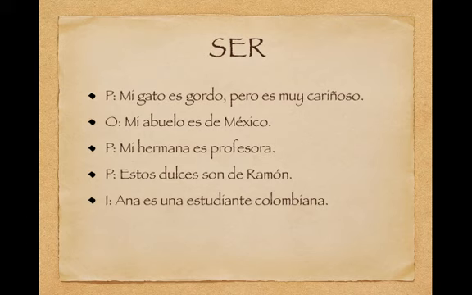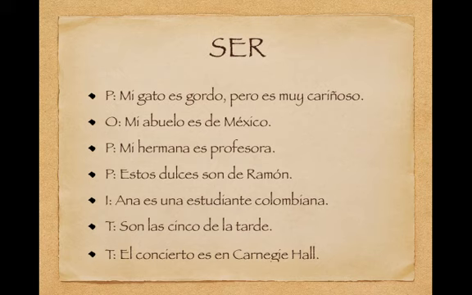I is for identity. Ana es una estudiante colombiana. That is her identity. She is a Colombian student. T is for time. Son las 5 de la tarde. ¿Qué hora es? Es la una. You learn that in Spanish 1 that you use ser with time. And the last T is for tener lugar.